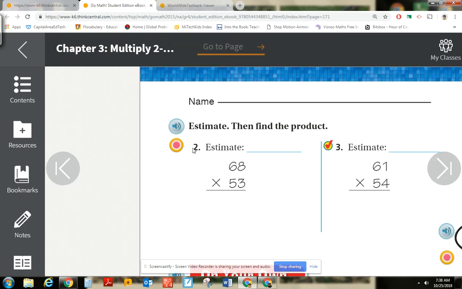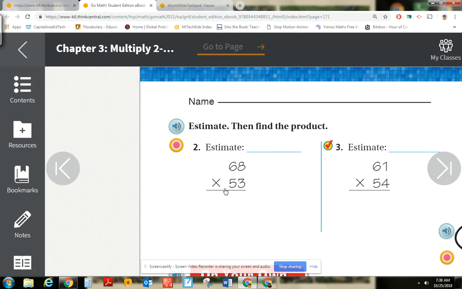So let's take a look at number 2. Right away, I see that I want to estimate. This is good practice because it's going to help you figure out if your answer is reasonable. It's also going to help you check and see if you're on the right track.